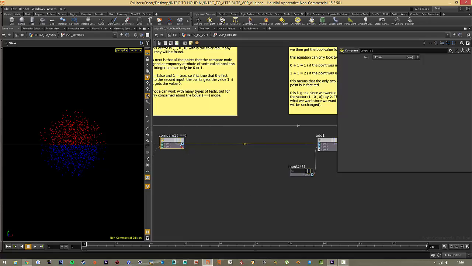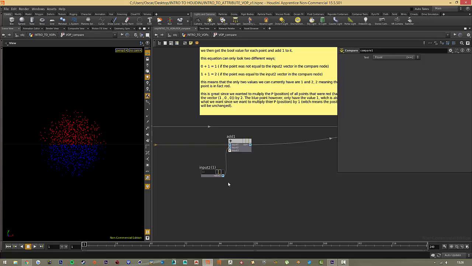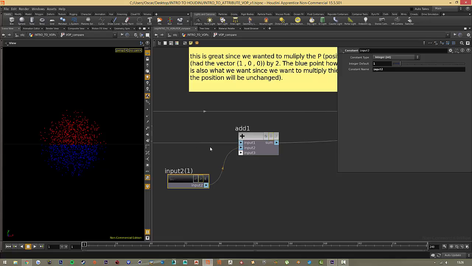Remember that. So we pipe the Boolean values here into an add node. And in this add node, we're going to add the constant number 1 to all of the points. And this means that for all the red points, we are doing the math equal to 1 plus 1, okay?